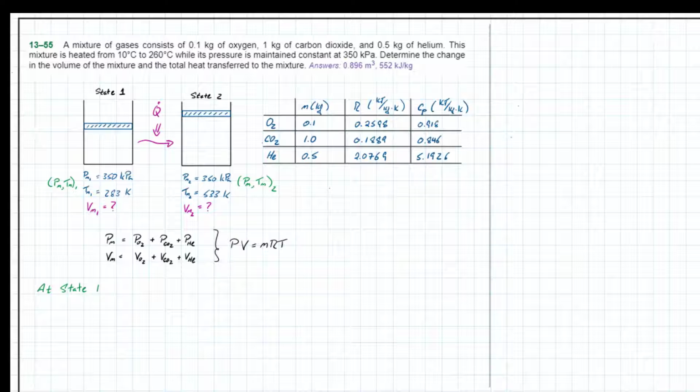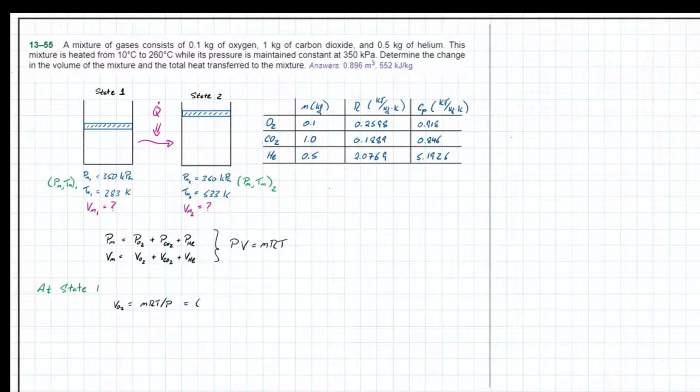So at state 1, we will find that the volume of the oxygen component will be mRT divided by P, and we're going to do this for each of the constituents. The temperature and the pressure are going to be the same for all of these. So this is at state 1. I will write this first one out.